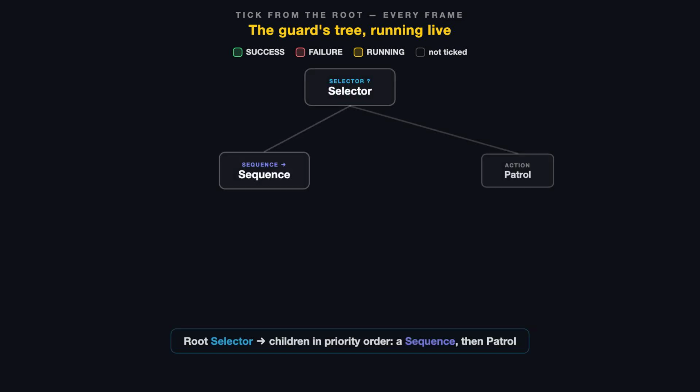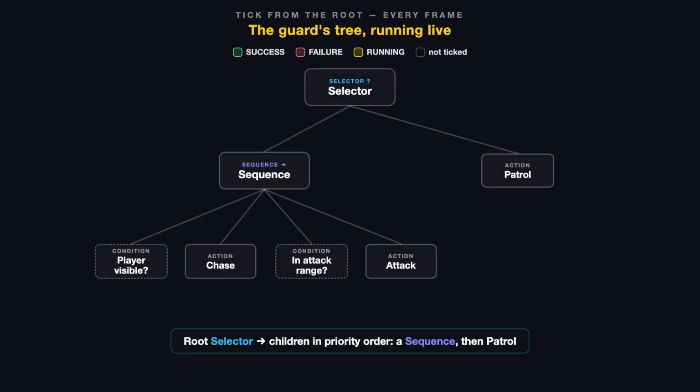Now the guard's actual brain. The root is a selector. Its 2 children, in priority order, are a sequence, then patrol. The sequence holds 4 leaves, in order: is the player visible, chase, in attack range, attack. Every frame, we tick from the root.